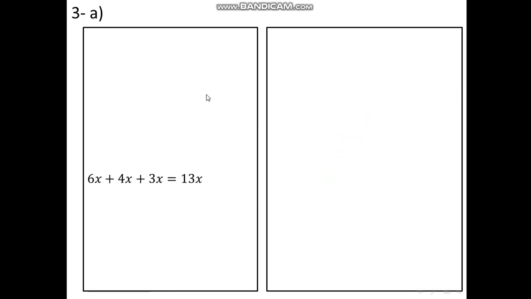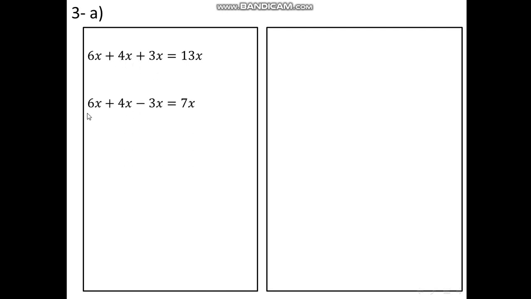Now question number 3a. I took this example: 6x plus 4x plus 3x equals 13x. We have three terms and they are all the same: x, x, x. So we can add them very normally, just like when you say 6 apples plus 4 apples plus 3 apples equals 13 apples. But if you have x, x, and y, you cannot do that. You only add the x's together and you leave the y.